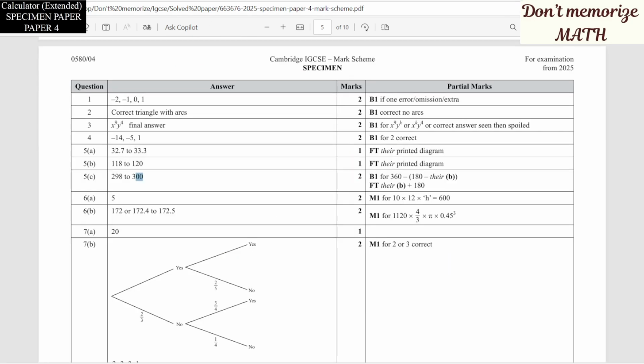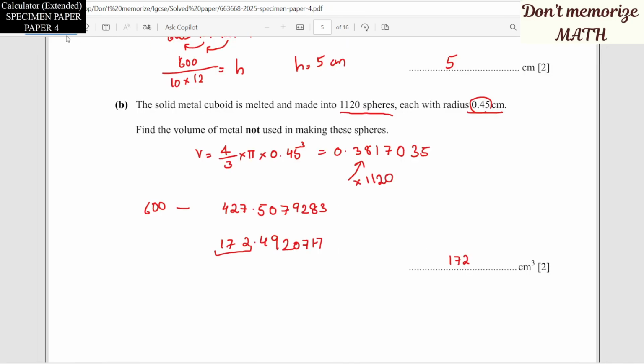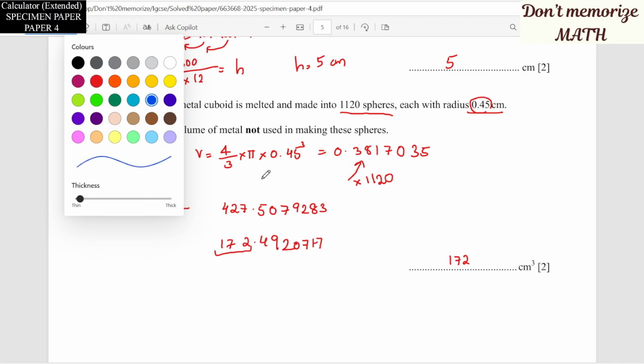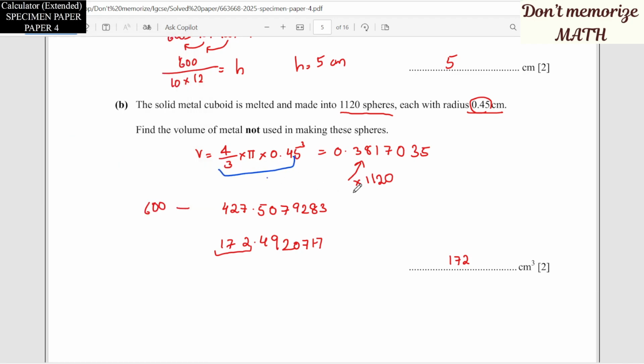Let's see the marking scheme. So 172 centimeter cube, we will see M1 for this part. That means 1 mark you will get for this part. I will show you this volume, and it is multiplying by 1120, you will get 1 mark. There is no mark specifically for these numbers, so make sure your steps are correct. Here only 2 marks, right? So 1 mark is for this part and 1 mark is for the final answer. So total 2 marks. I hope this part is clear for you.